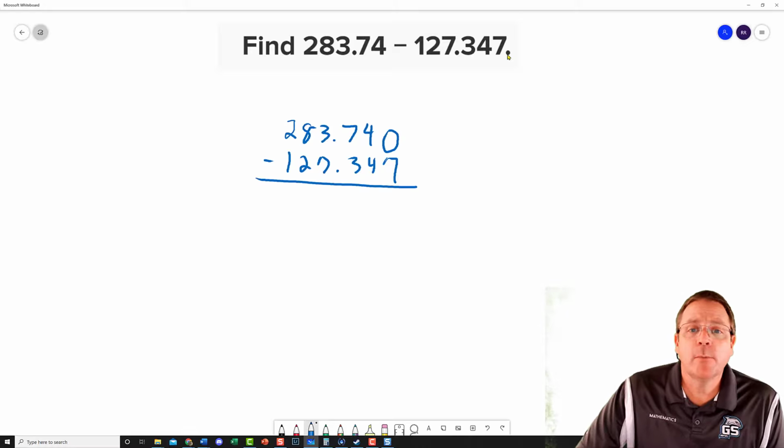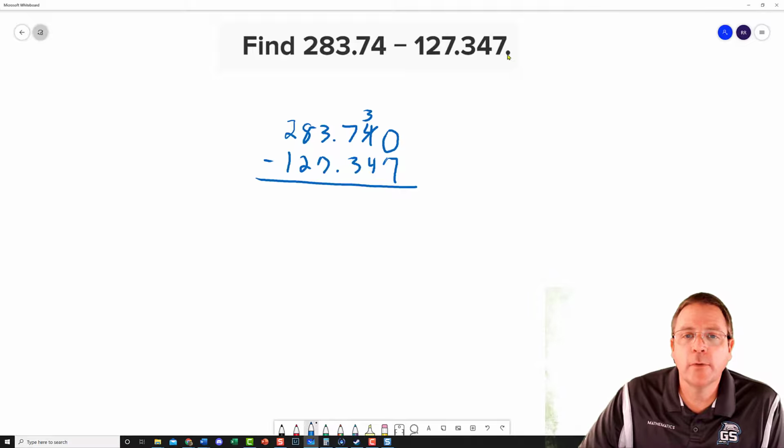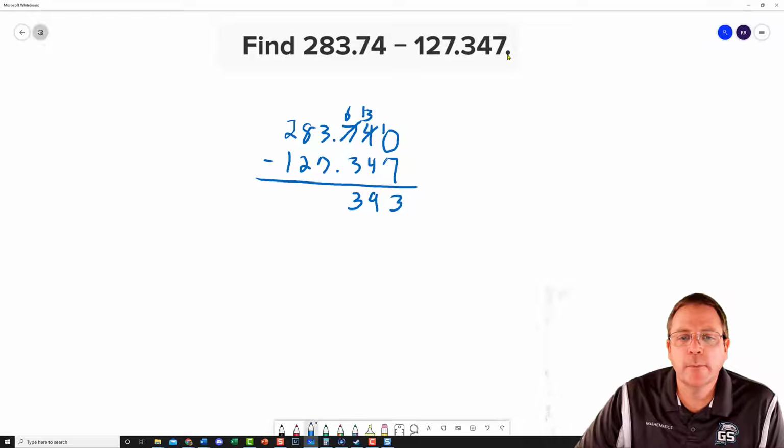Now it's going to be time to borrow. So that 4 is going to become a 3, so this will become a 10. 10 minus 7 is 3. 3 minus 4, can't do that. So that 7 becomes a 6, and this becomes 13 minus 4 is 9. 6 minus 3, that's 3.